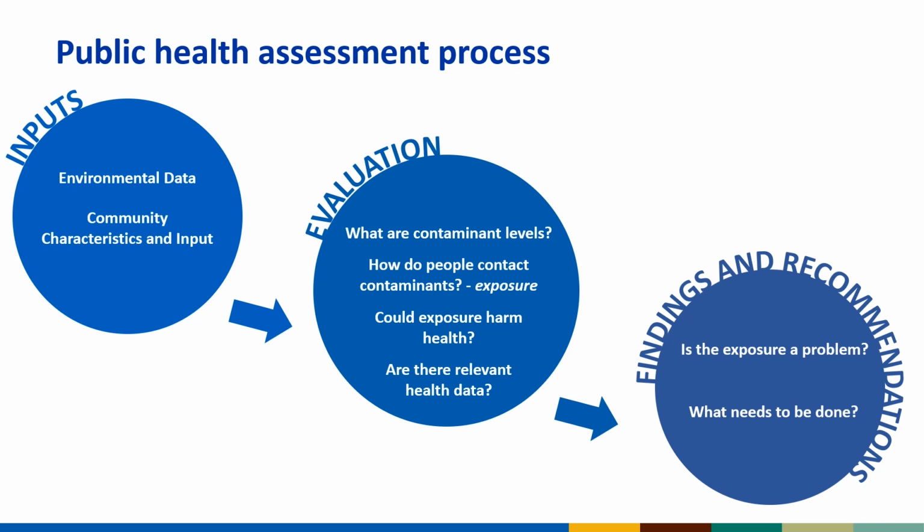ATSDR starts by gathering information about the site. We use environmental sampling data and information on what people in the community do around the site and what their concerns are. With these inputs, we do a detailed evaluation to decide if exposures could harm the health of community members. Based on that evaluation, we make conclusions about whether harmful exposures are occurring and what should be done to protect public health.